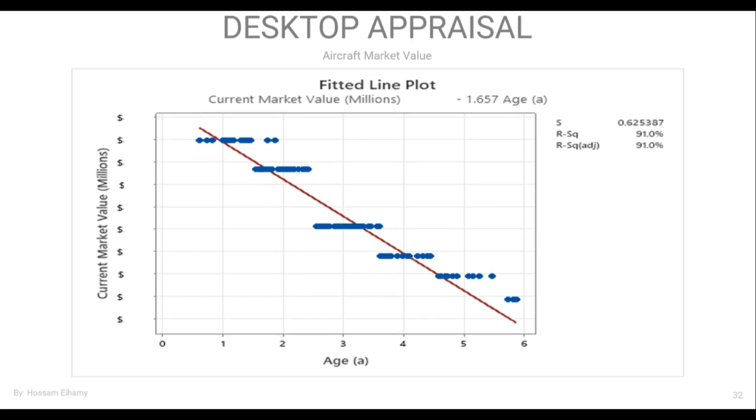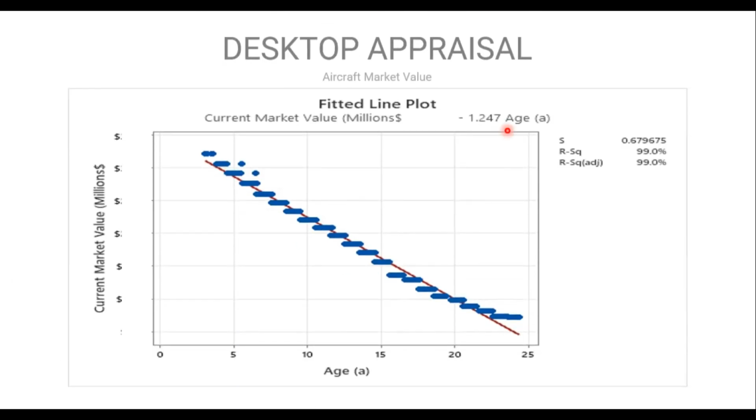So this is one aircraft. Take a look at the second aircraft. This is another example. Oh, this is a better aircraft. It is losing only 1.2 million of the market value each year. So aircraft number 2 is better than aircraft number 1. I will not tell you, of course, what the differences are between these aircraft. And just for you to know, this is a very good model.